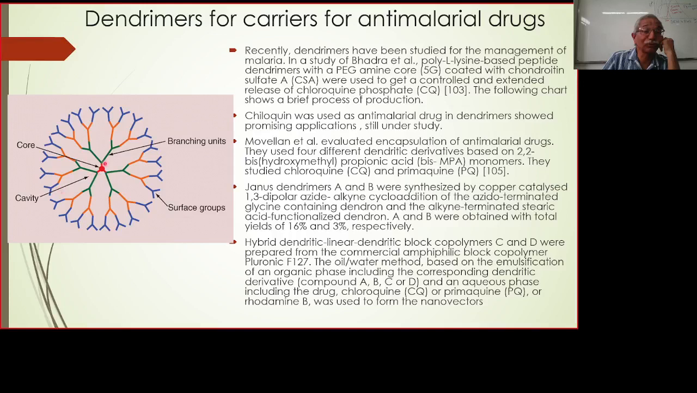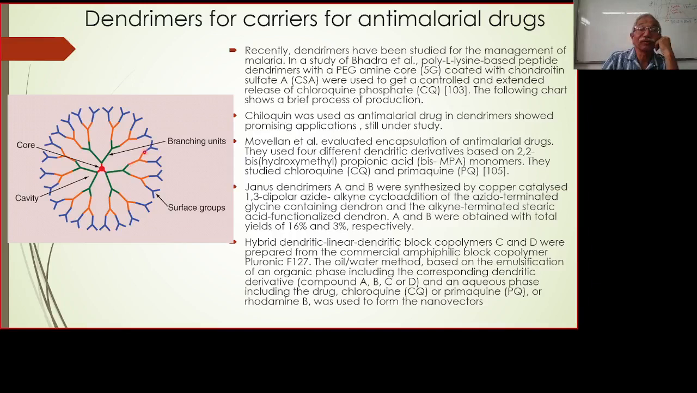This is the core, and then there are branching units and there are surface groups. And there is a cavity in between. This cavity can carry the drugs, and you can incorporate your drug within the system. Then to the branching units with surface groups, you can attach ligands and make it a targeted drug delivery system for a particular parasite.